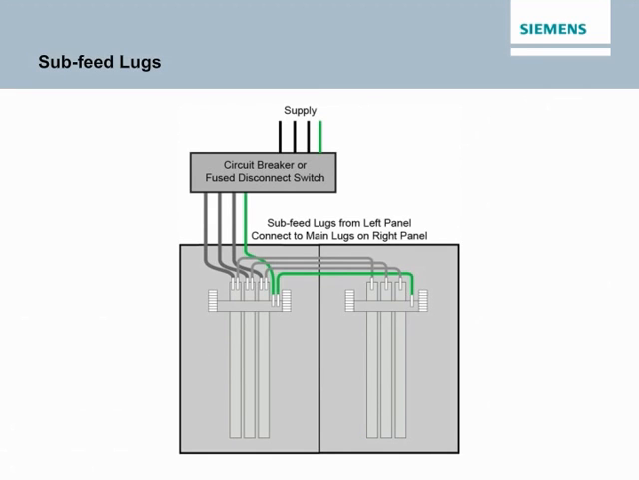Subfeed lugs are mounted directly beside the main incoming lugs on a panel board and are used to connect one or more additional panel boards to the same feeder. In the accompanying graphic, two adjacent main lug-only panel boards are connected to the feeder through a fusible switch or circuit breaker. Power supplied by the overcurrent protection device is routed to the panel board on the left and through sub-feed lugs to the panel board on the right.